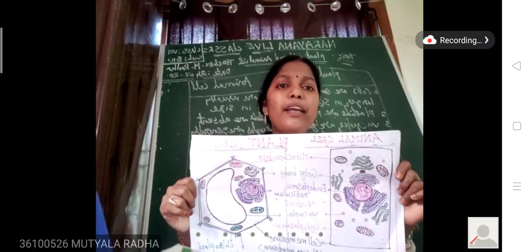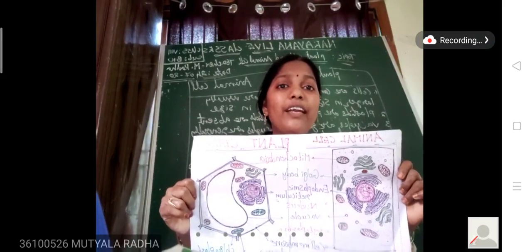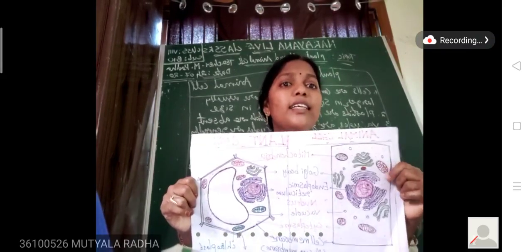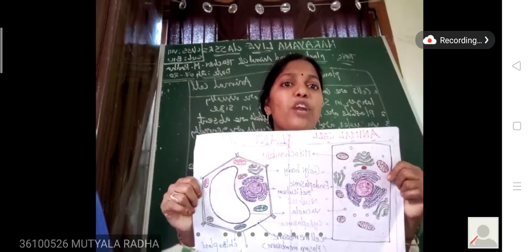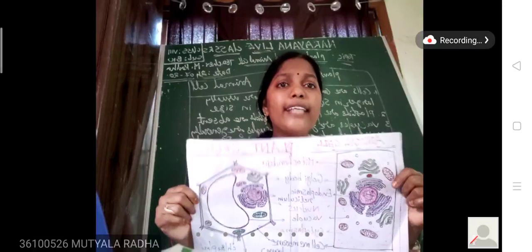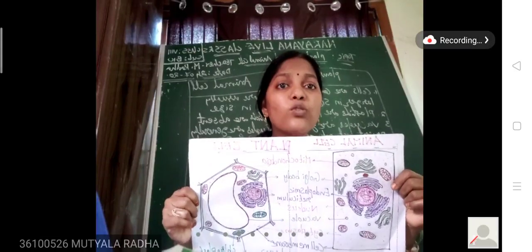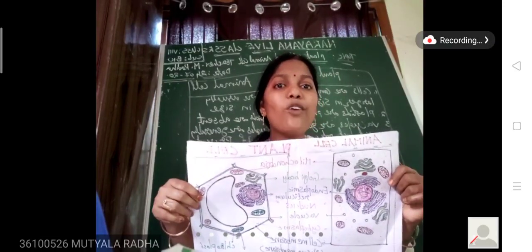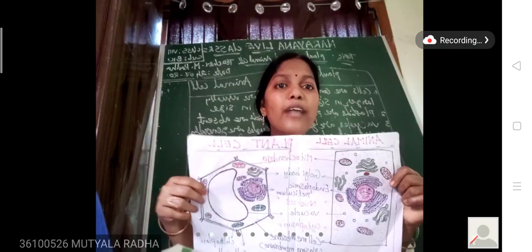Remember, neighbor cells are not affected by the bacteria because the infected cell is destroyed by the lysosomes. That's why lysosomes are called suicidal bags of the cell.